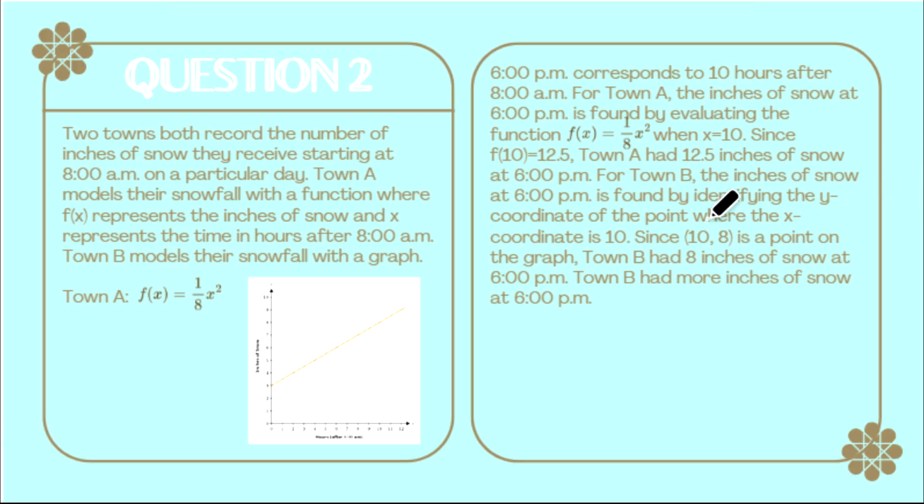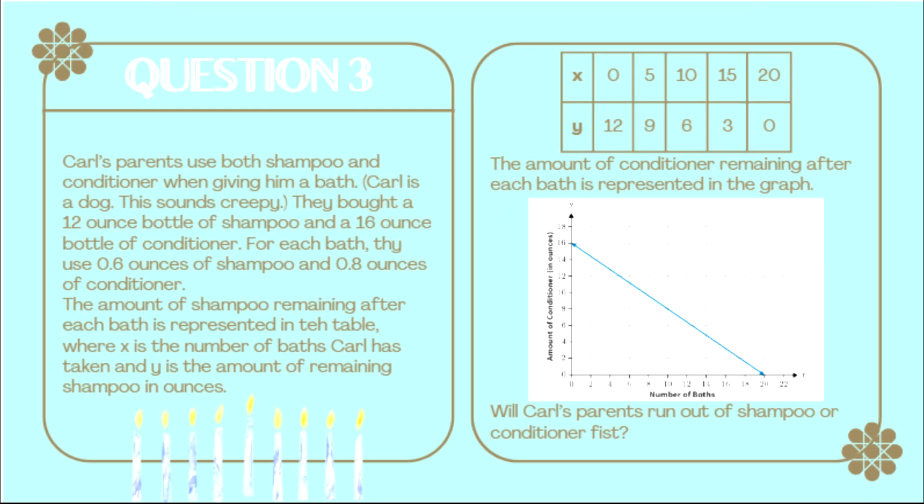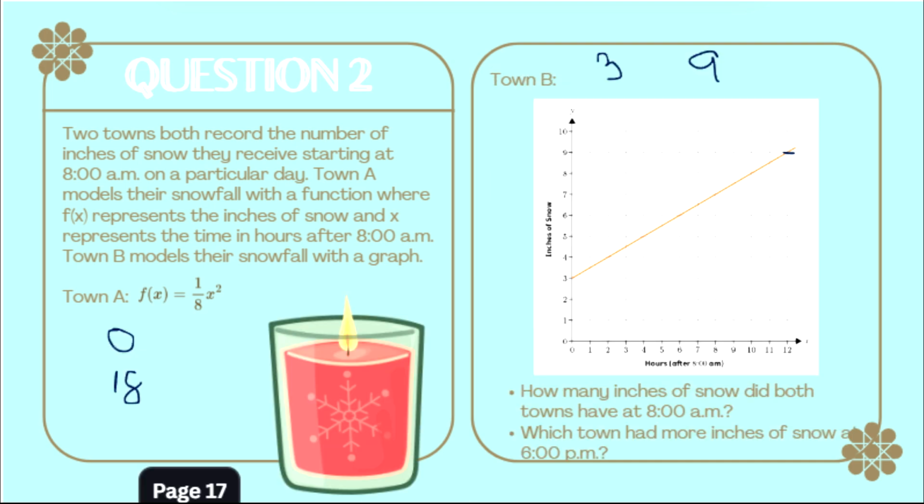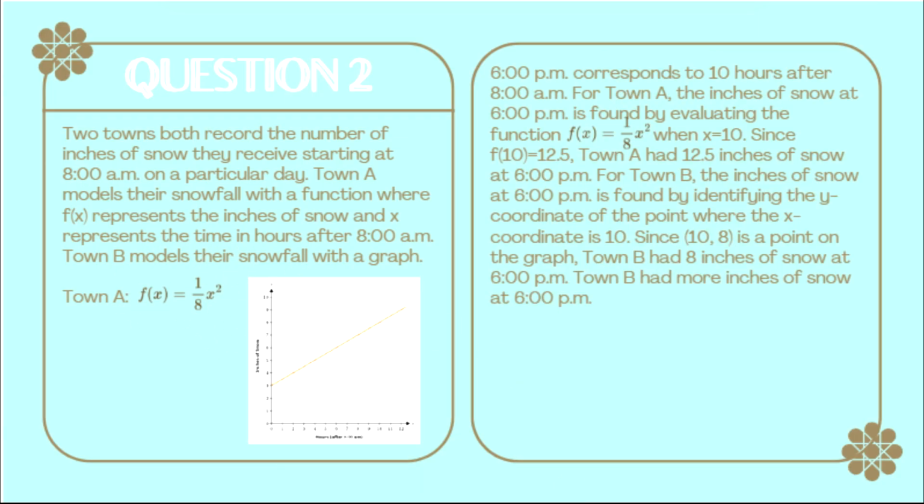And then it says town A had 12.5 inches of snow. I got 18, but okay. And town B had 8 inches of snow. So I wonder how they got 12.5. Again, I'm wondering if these are typos in the books. I know that I put them in right here, but whatever.